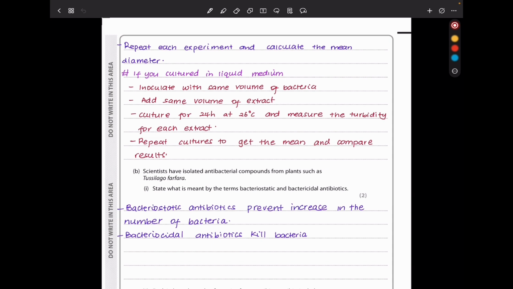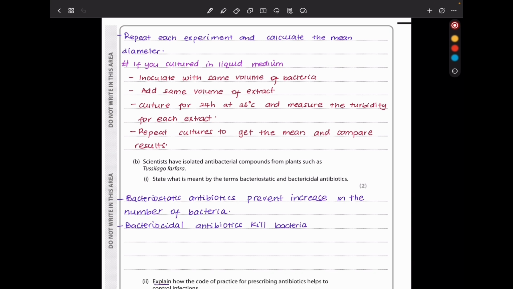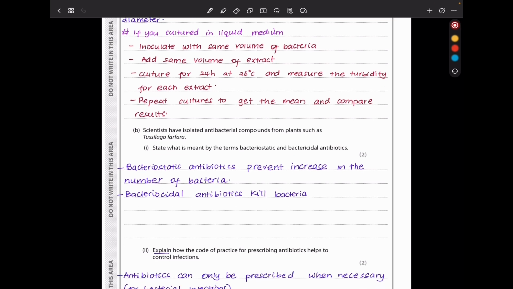In case you use the liquid culture, you will inoculate with the same volume of bacteria and then add the same volume of the extract. You culture for 24 hours at 26 degrees Celsius and measure the turbidity for each extract. You repeat cultures to get the mean and compare the results. The one with least turbidity will have the best antimicrobial activity because it would have grown less bacteria.